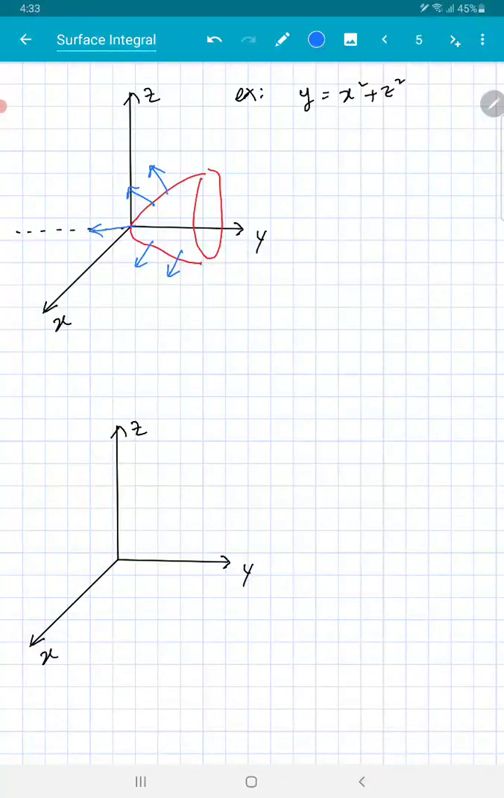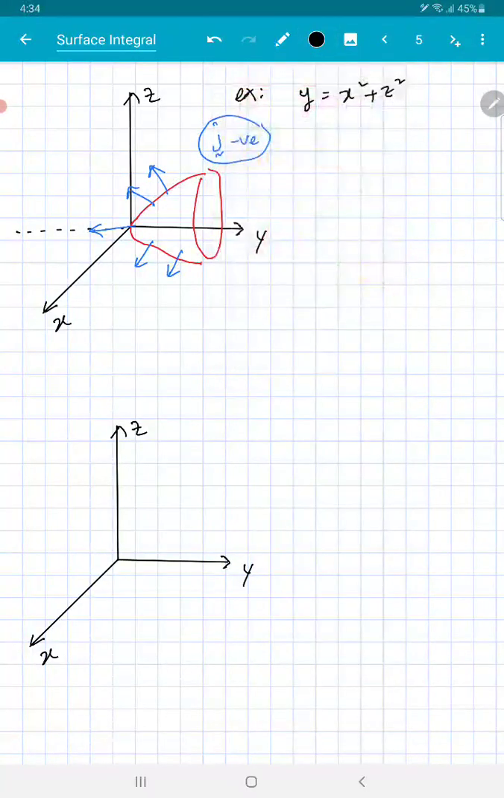Okay, as you can see, the y component is always negative because it's always to the left, but the x and the z component varies. Here the z component is positive, here the z component is negative, but the y component is always to the left, meaning that you want the j component to be negative. You want your j component to be negative because the surface is facing the negative y-axis.